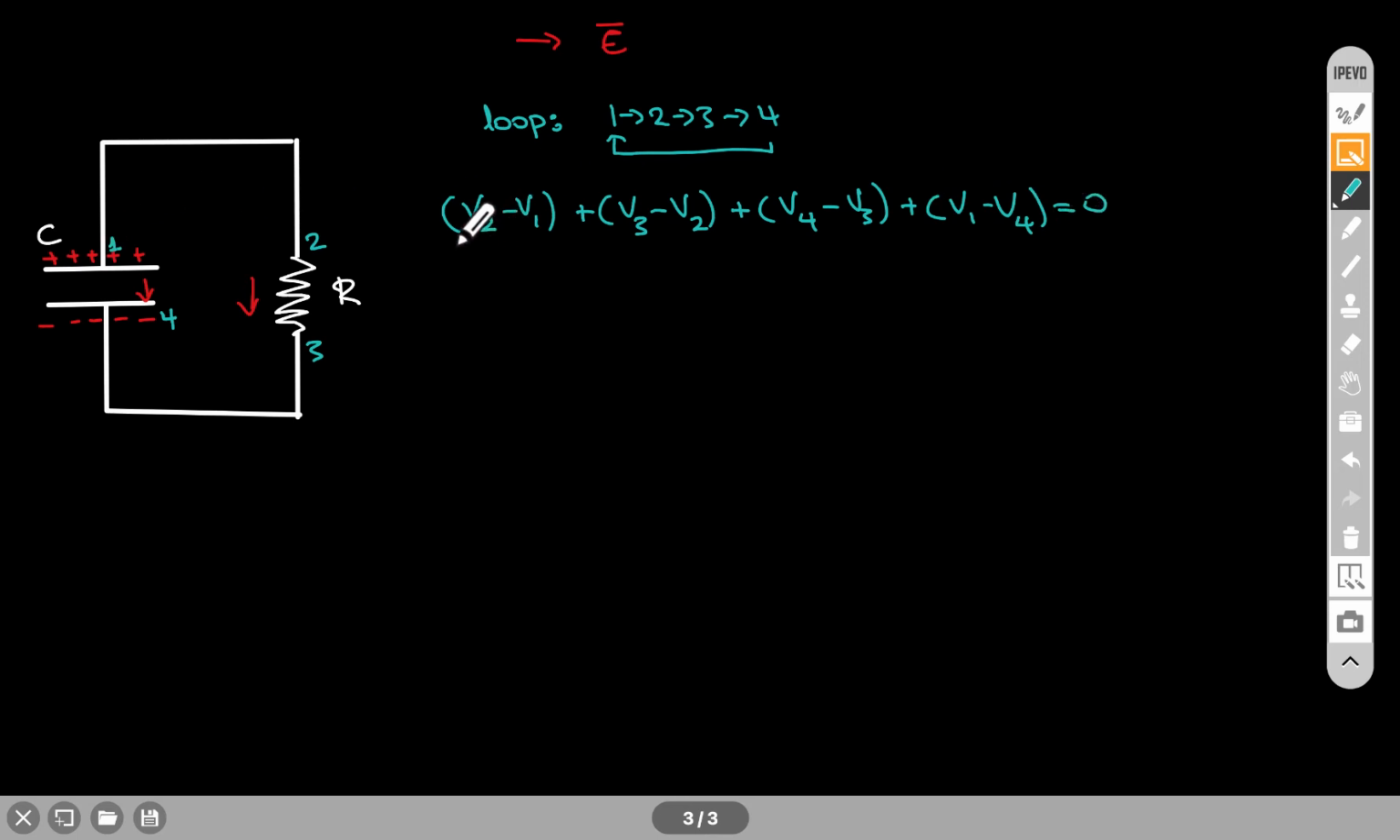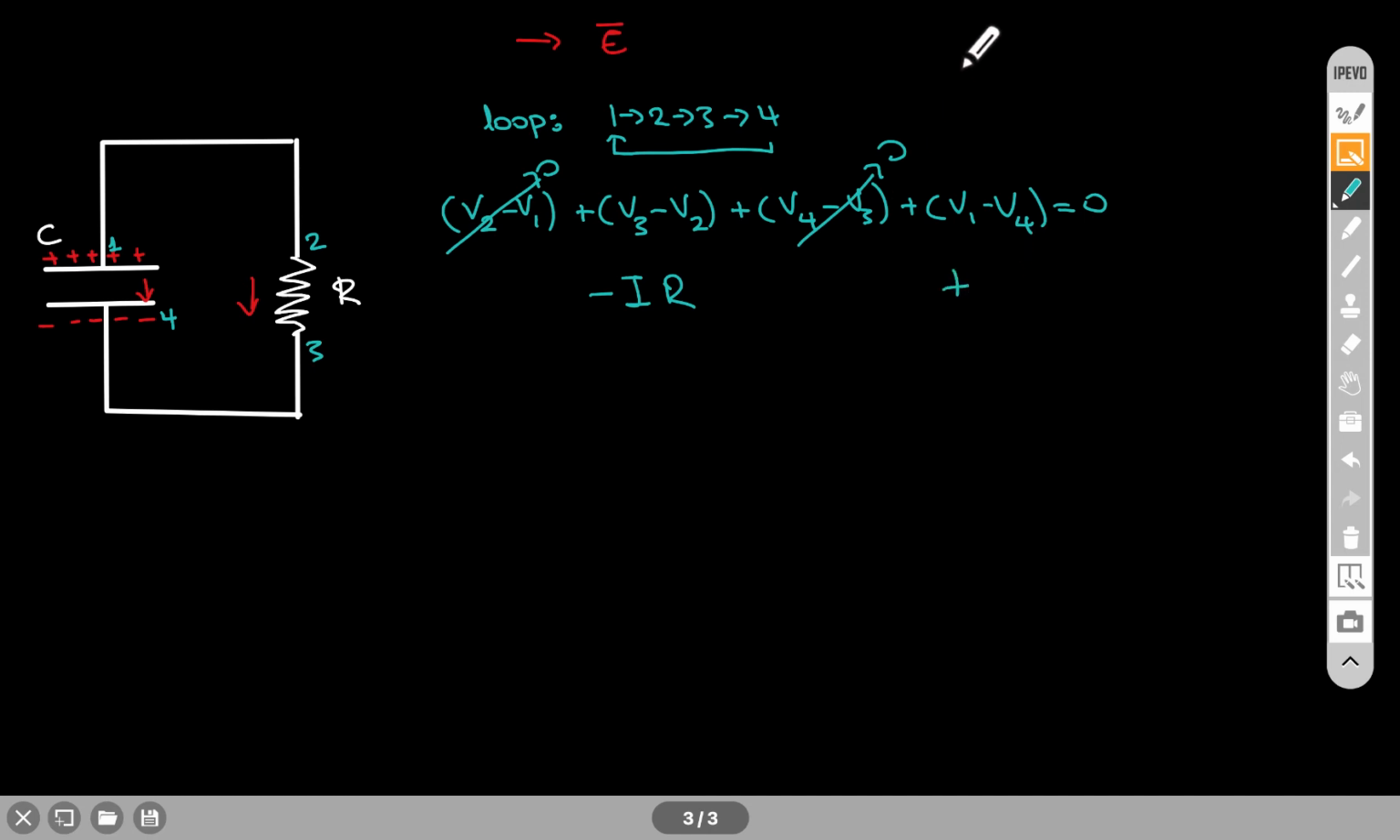Now I need to get rid of any potential difference where I move along an ideal wire from 1 to 2, from 3 to 4, and the rest are non-zero. Now when I go from 2 to 3, I move in the same direction as the electric field, so I know the potential will decrease, so that will be a minus IR. When I go from 4 to 1, I know I'm moving against the electric field, the potential should increase, so that should be a plus.